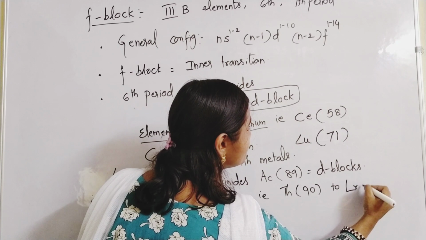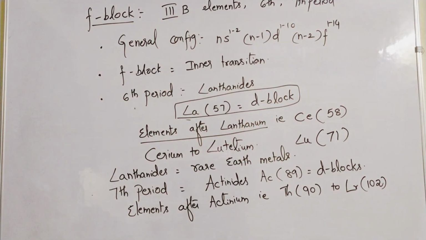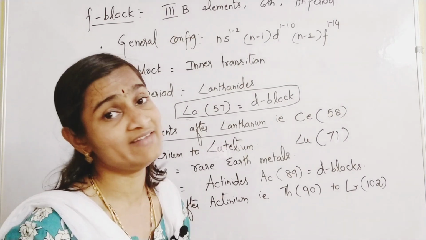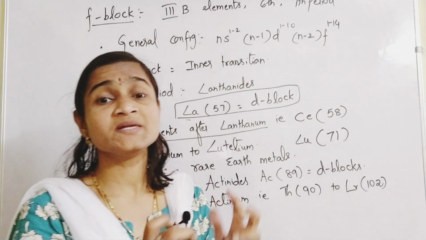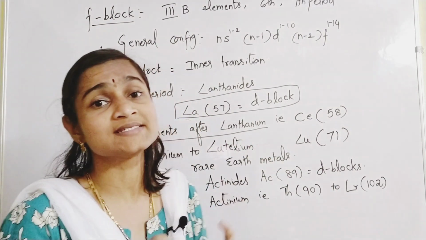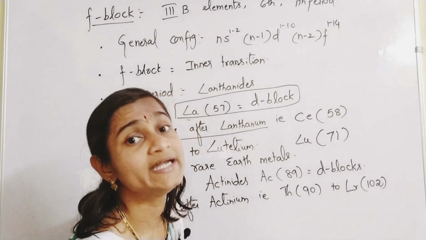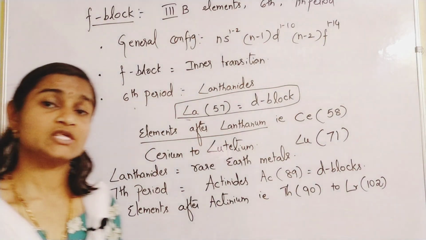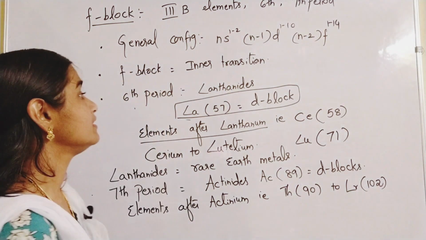Thorium to lawrencium are called as what? Actinides. And they are what? Radioactive elements. They all are radioactive elements, which means the elements exhibit the property of radioactivity, that is, they have the tendency to glow in darkness, to give light, radioactive decay. Such kind of elements are called actinides.